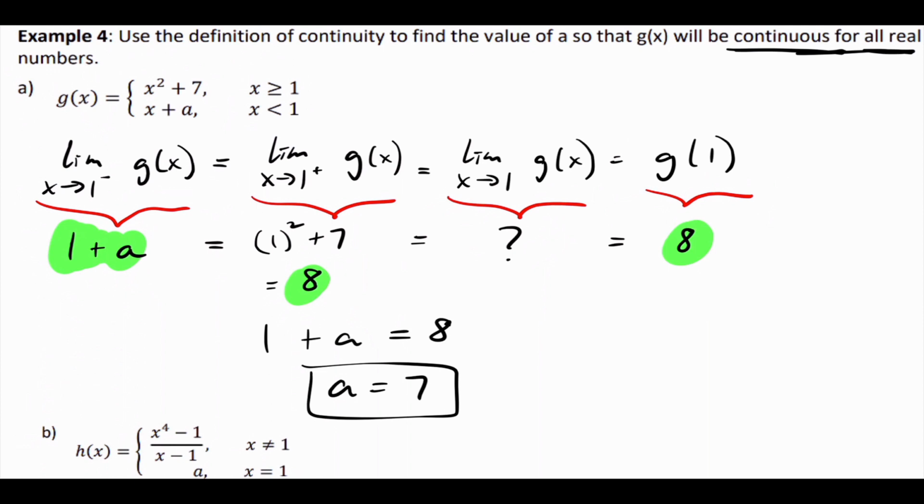If a is 7, they're all equal. And then this one will become 8 as well. Right? So the only value for a that would make it continuous everywhere is 7. Okay.